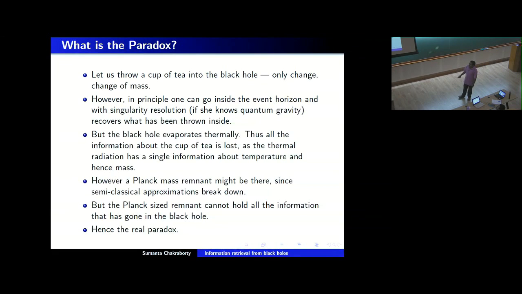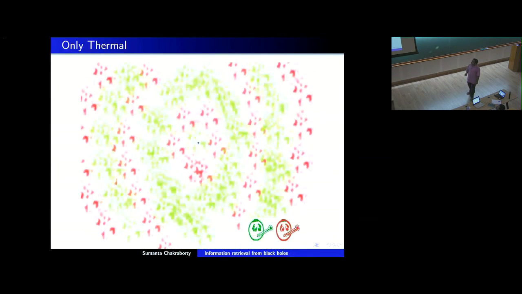However, sometimes it is argued that a Planck mass remnant might still be there, since the semi-classical approximation would break down at some stage. But the Planck size remnant cannot hold all the information that has gone into a black hole, and hence the real paradox. This is just a cartoon depicting the same.